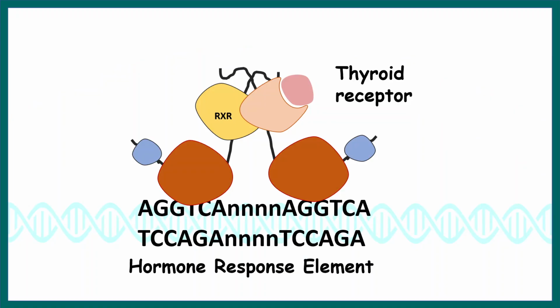Now, thyroid receptor binds to a specific region in the DNA known as hormone responsive elements. These hormone responsive elements are different for different receptor types. For example, it would be different for estrogen or progesterone than thyroid.